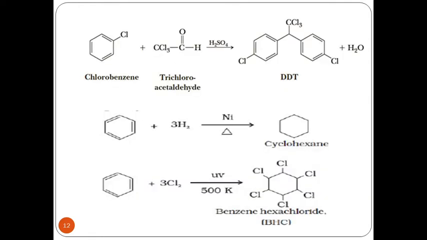Chlorobenzene reacts with trichloroacetaldehyde, in which we can see in the presence of H2SO4 we get DDT. So chlorobenzene reacts with trichloroacetaldehyde in the presence of H2SO4 to get DDT. Here, 2 moles of chlorobenzene are utilized and trichloroacetaldehyde attacks these two benzene systems, forming this particular DDT, leaving a molecule of water.